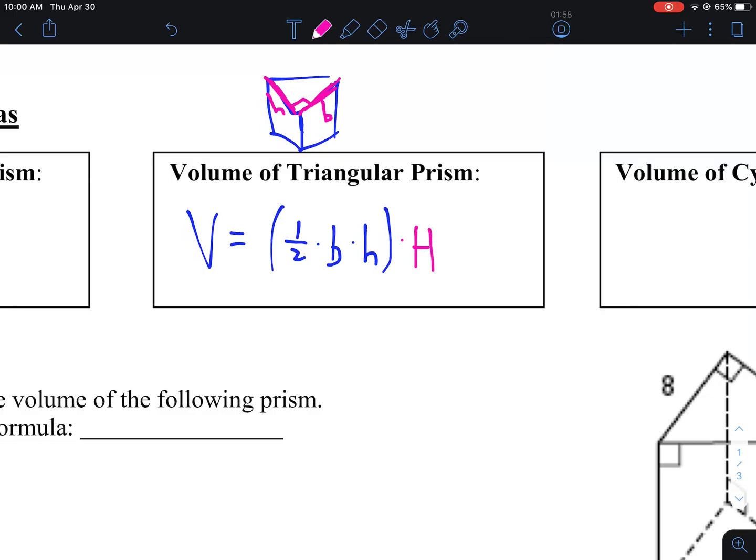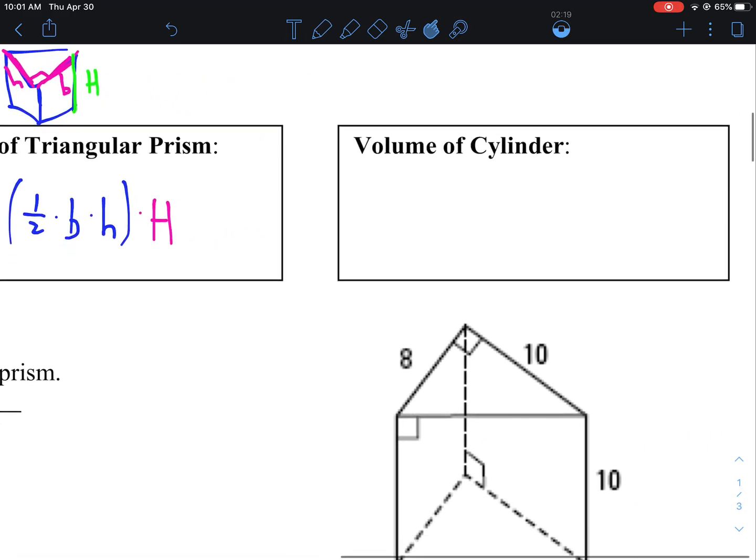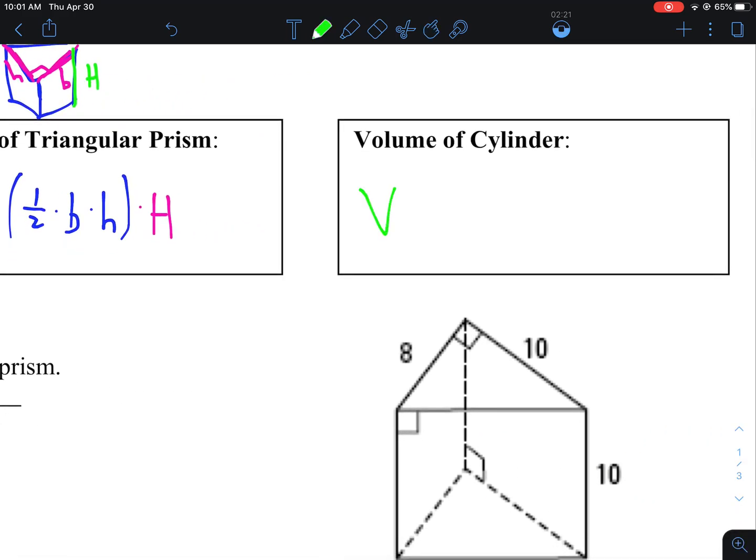However, there's also a height of the entire prism. That's this amount right here, capital H. We'll see that more in an example to come, but basically these are different things: lowercase h and uppercase H. Little h stands for the height of the triangle, big H stands for the height of the prism. Okay, and lastly, volume of a cylinder. If you remember, the area of a circle is pi r squared, and then we would just write times h.